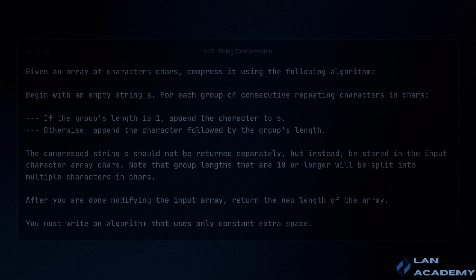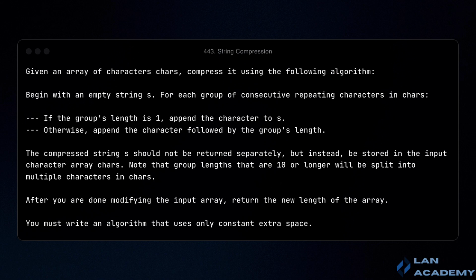In this problem, I'm given an array of characters chars that I need to compress using a specific algorithm. The algorithm involves processing consecutive repeating characters and appending them to a string S in a compressed format. If a character appears only once, I simply append the character to S. If it appears more than once, I append the character followed by its frequency count.